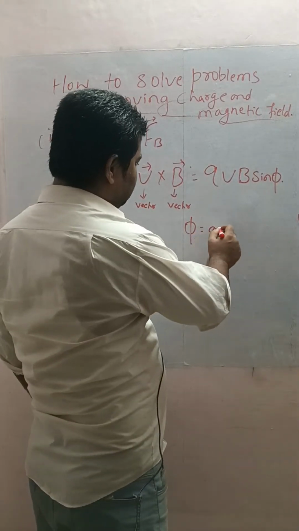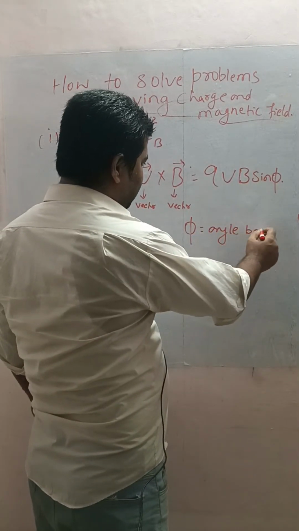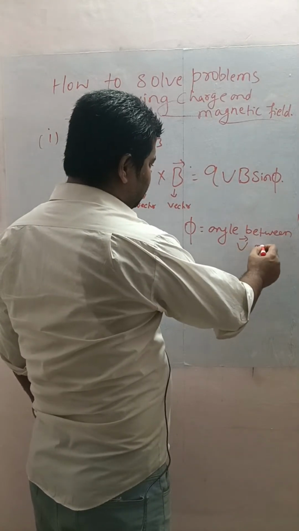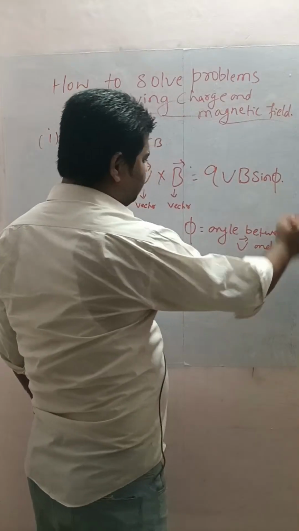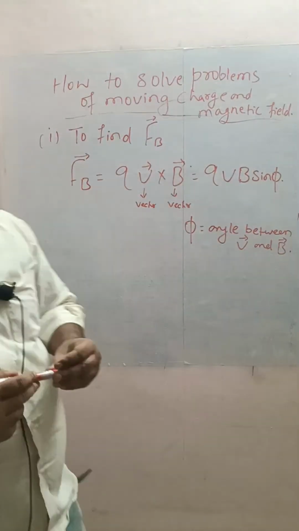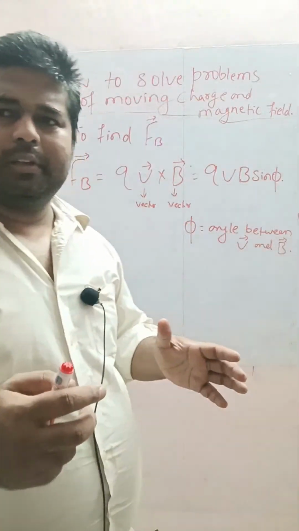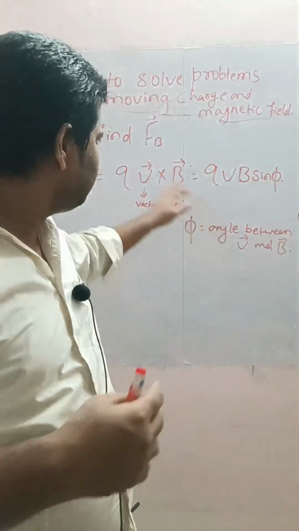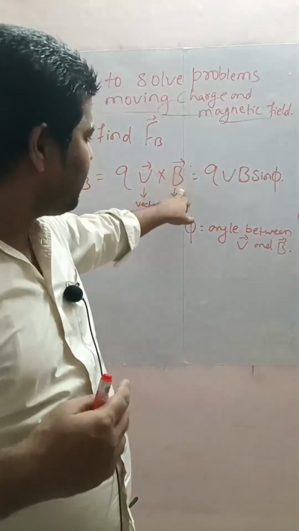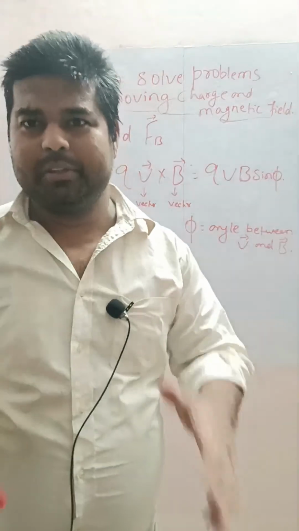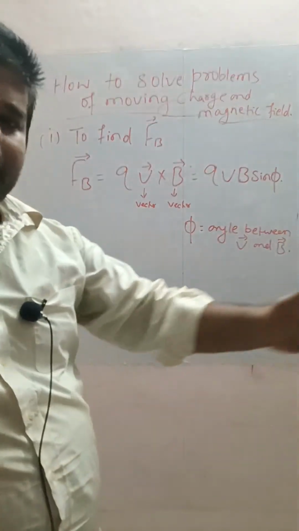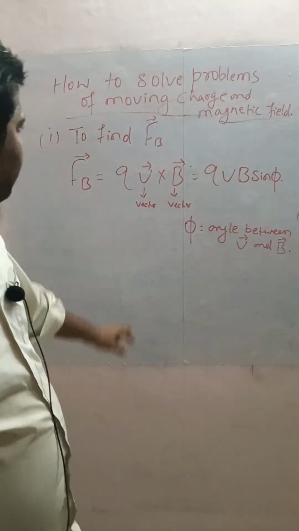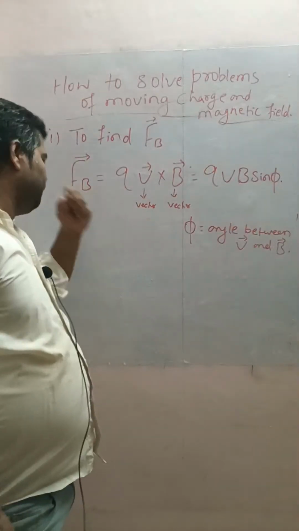Where phi is the angle between the velocity vector and the magnetic field. If the charge is moving with velocity v in a given magnetic field, then the angle between the direction of velocity and the magnetic field is this angle. We need this angle to find the force.